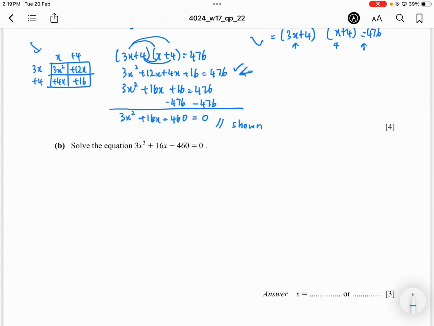Then solve the equation 3x squared plus 16x minus 460 equal to 0. Now what method should we use to solve this one? Can we use the balancing method? Yes or no? Thumbs up or thumbs down? Use the balancing method? Thumbs up, thumbs down. Quickly, and teacher can tell you and straighten your thinking. Okay, Wafiq, why can we?